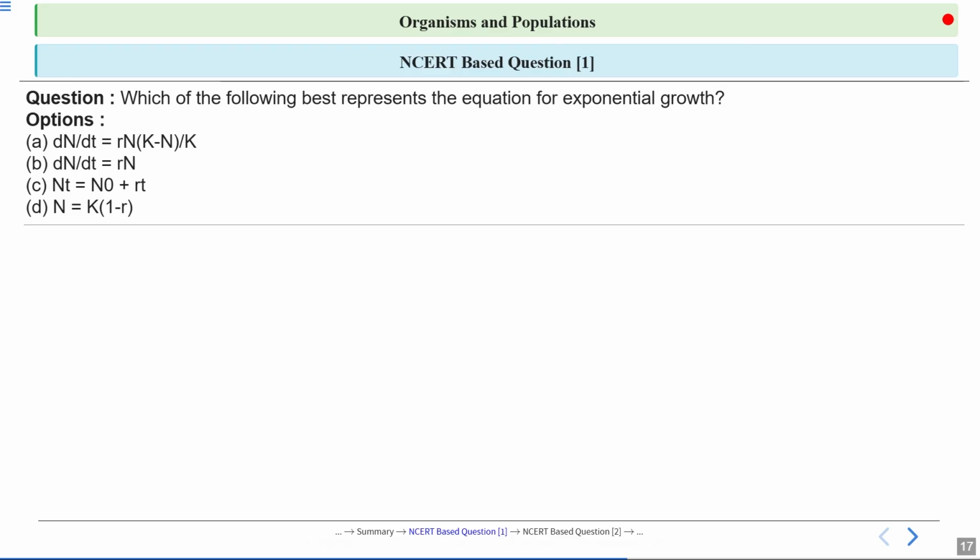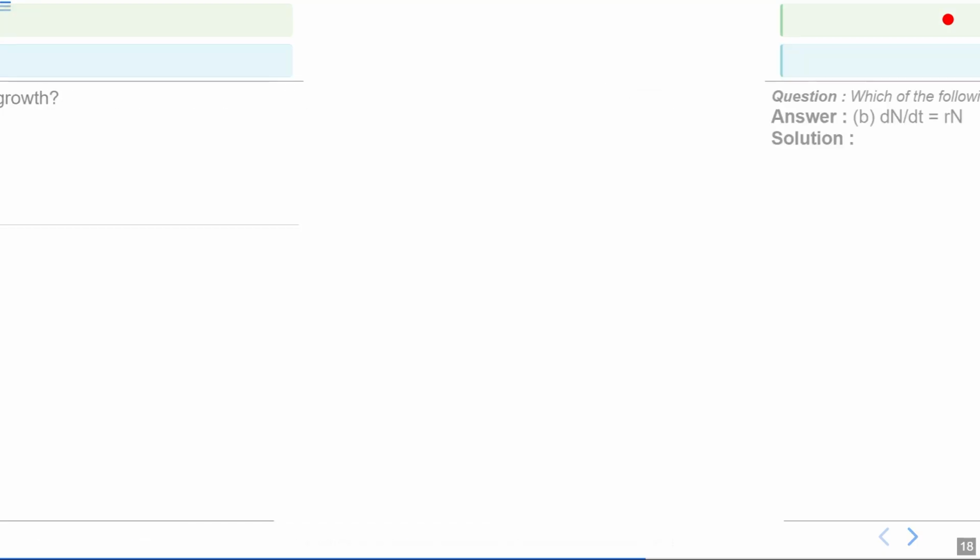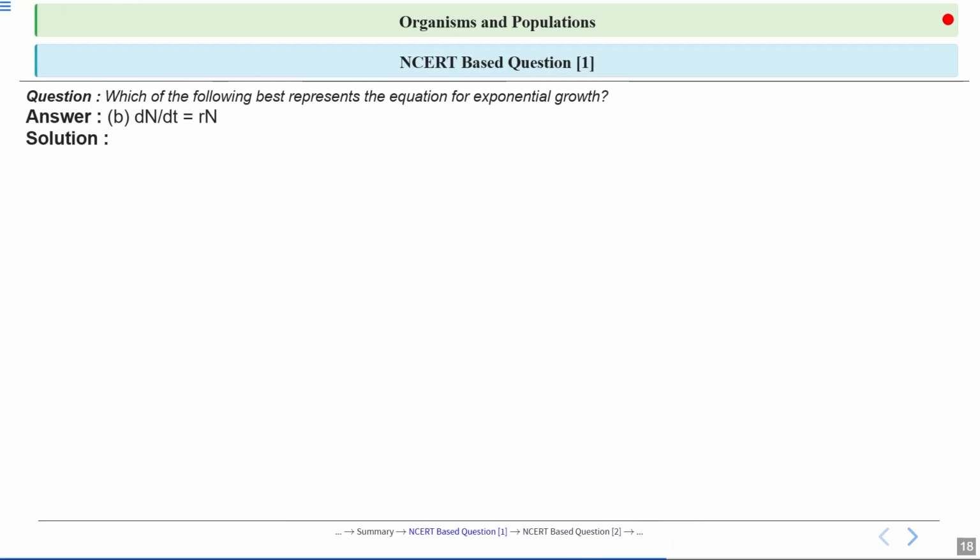Now let's discuss some NCERT based questions. So the first question is, which of the following best represents the equation for exponential growth? You have these four options, and you have to select the correct answer from these options. Let's have a look at the answer. Option B is the correct answer: dN/dt = rN.